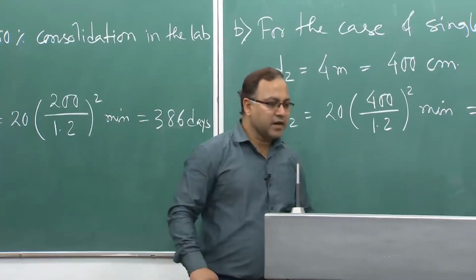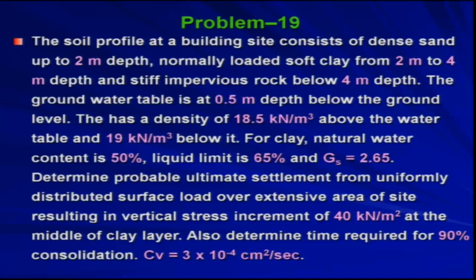So, we will take the second problem. What we have is problem 19. It says the soil profile at a building site consists of dense sand up to 2 meter depth, normally loaded soft clay from 2 meter to 4 meter depth, and stiff impervious rock below 4 meter depth. The groundwater table is at 0.5 meter depth below the ground level.